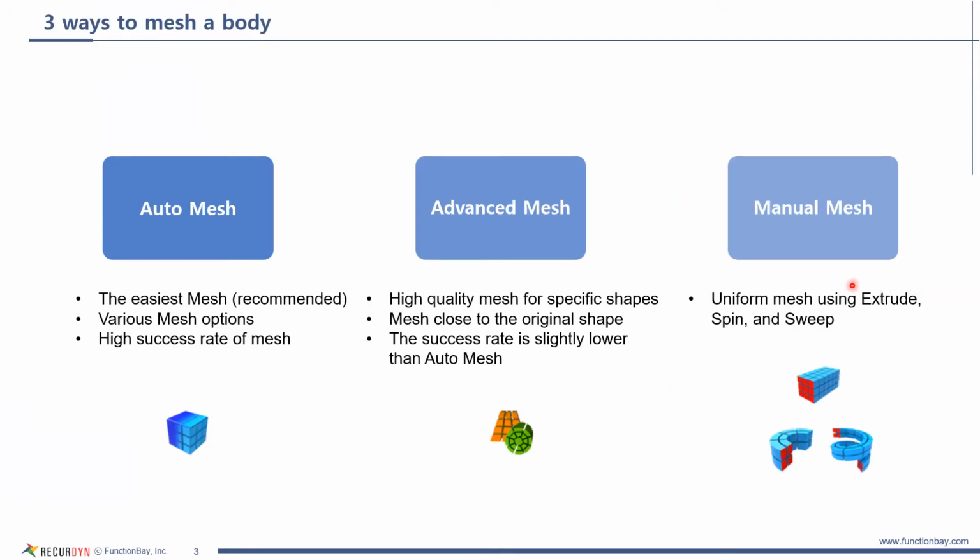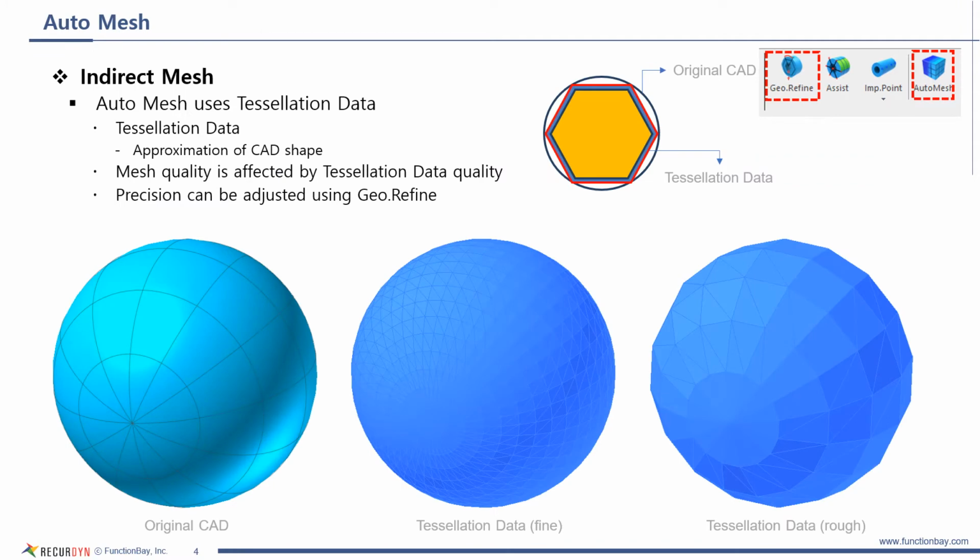In the previous lecture, I explained that RecurDyn provides three ways of how to mesh your body. They are Auto Mesh, Advanced Mesh, and Manual Mesh. First, let me introduce Auto Mesh.